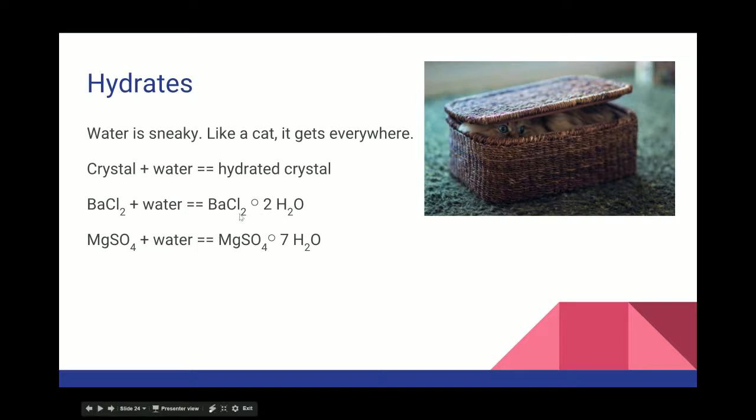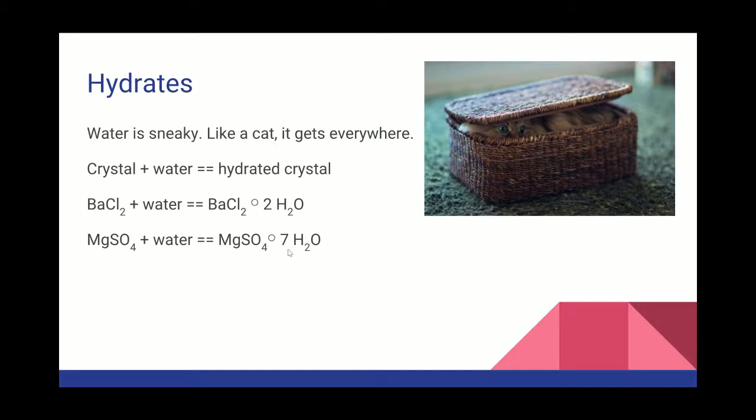Okay, so that's saying that for every unit of BaCl2, remember it's a salt, so there's no molecules. This is just a ratio. For every unit of BaCl2, there's 2 waters. So you can think of it as sort of extending the ratio. For every barium ion, there are 2 chlorine ions and 2 water molecules. Similarly, for magnesium sulfate, you have 1 magnesium ion for every 1 sulfate ion for every 7 molecules of water. Magnesium sulfate is very good at pulling water out of the air.